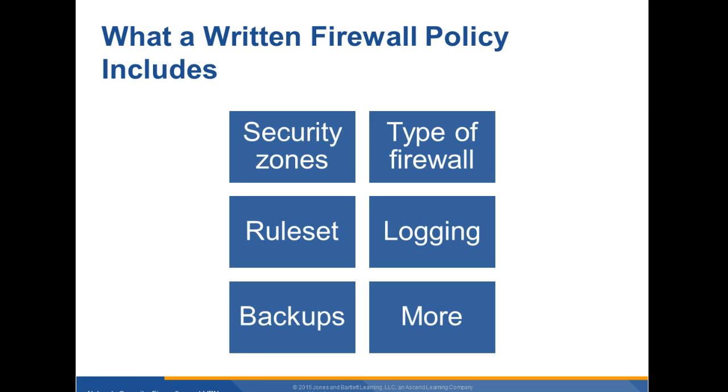A written firewall policy includes a description of security zones, which are different zones of risk and zones of trust in the network, the type of firewall used, the rule sets in the various firewalls, logging considerations and requirements, backup considerations and requirements, and more. It includes what to log and how logging happens, who is responsible for firewall administration, how to access firewall configuration interfaces, where to physically and logically locate the firewall, what level of physical access is necessary, and a lot more than that.